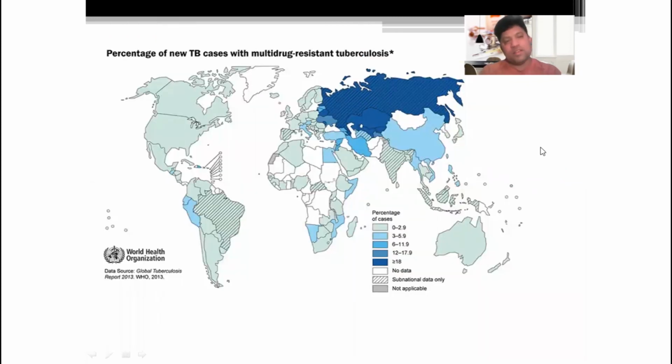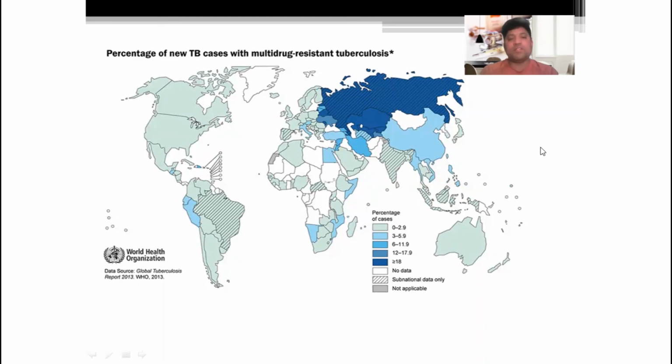This diagram represents the percentage of new tuberculosis cases with multi-drug resistant tuberculosis. We know there are three main kinds of tuberculosis patient. First, susceptible tuberculosis: they have Mycobacterium tuberculosis that is susceptible to the antibiotics. Antibiotics here means first line therapy, which means rifampicin, isoniazid, ethambutol, and maybe with or without streptomycin.